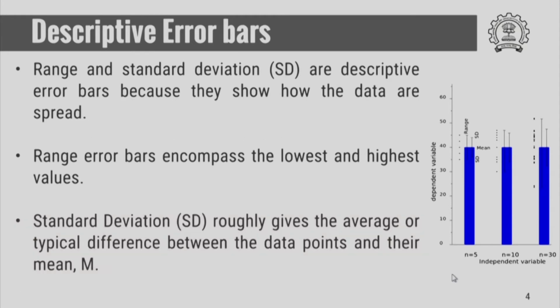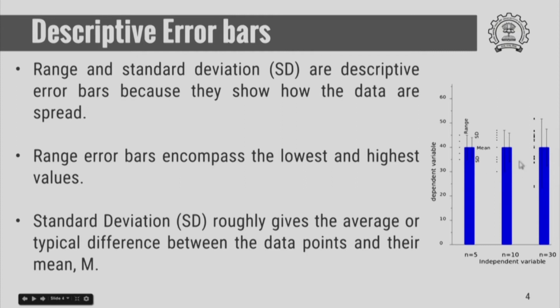The standard deviation and range error bars are shown in this figure for n is equal to 5, and you can see that the range is the difference between the minimum and maximum data point. Similarly, it is shown for a sample size of n is equal to 10, and again range is the difference between the maximum and minimum data point, and n is equal to 30, and again the range is the difference between the maximum and minimum data point, and you can see that the standard deviation gives you the typical or average difference between the mean and the data points.